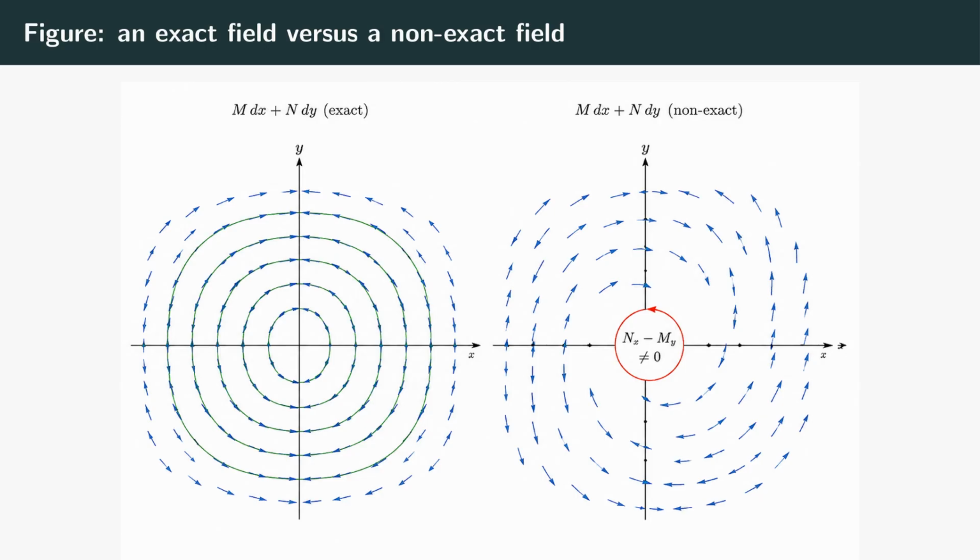On the right is a non-exact equation. The arrows refuse to settle into a consistent family of contours. They swirl around. The small circular marker in the middle highlights the mismatch, the quantity n sub x minus m sub y, which is non-zero here.